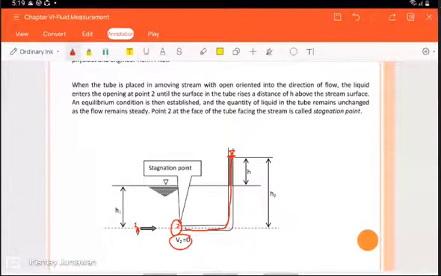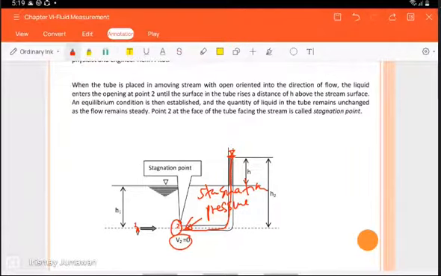Velocity at that point is called the stagnation velocity, which is equal to 0, and that point is also called the stagnation point. This is also the stagnation pressure. At that point, the velocity is zero; the liquid is already at a static level, or at equilibrium condition.